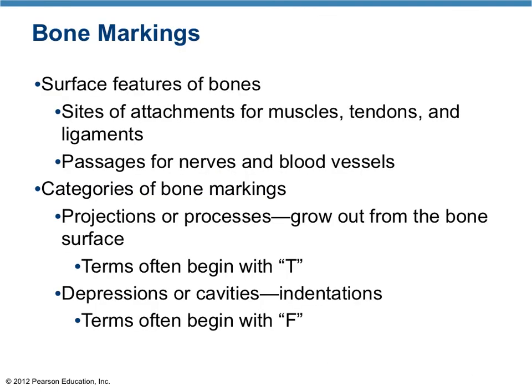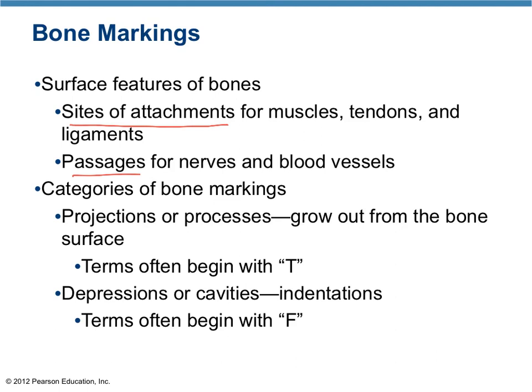Bones have something we call bony markings, and they're just the surface features of the bone. They are often sites of attachment, and that's where muscles can attach to the bone, where a tendon could attach to the bone, or where a ligament could attach to a bone. They also are passageways for nerves and blood vessels.